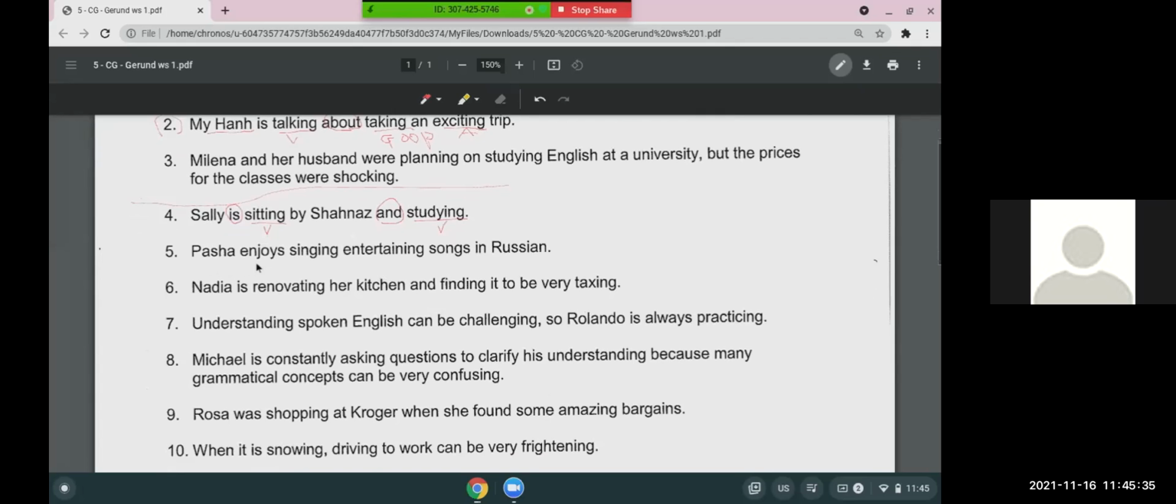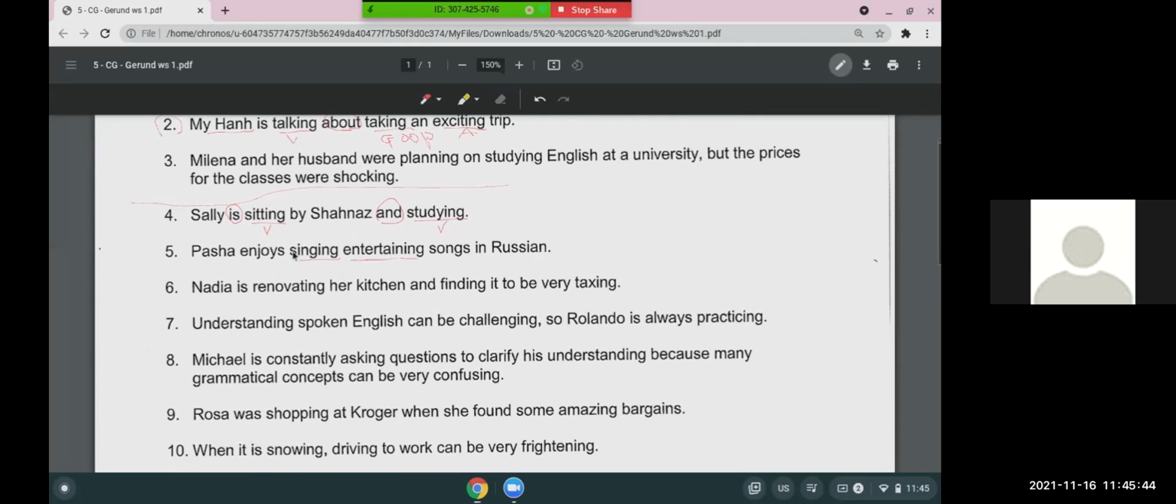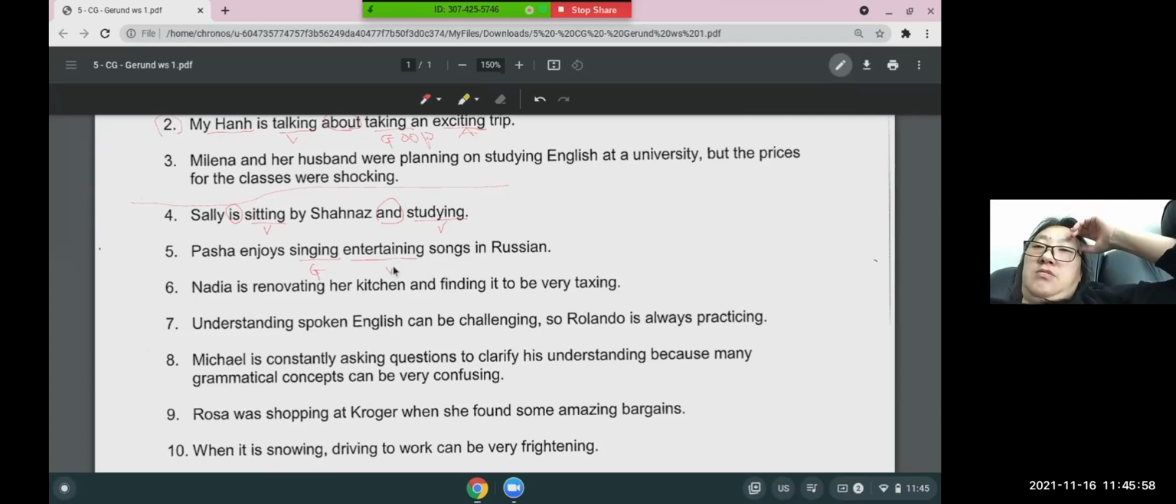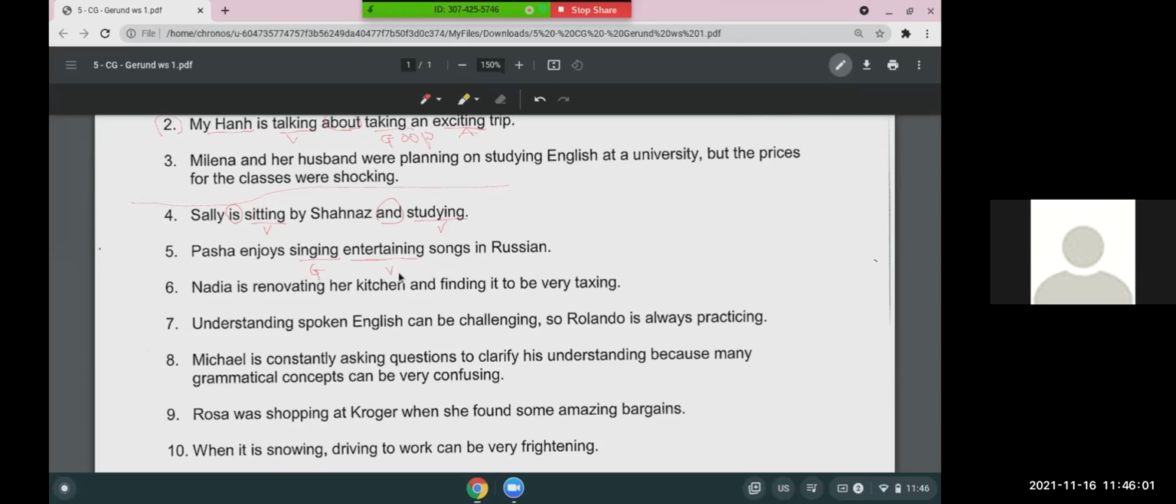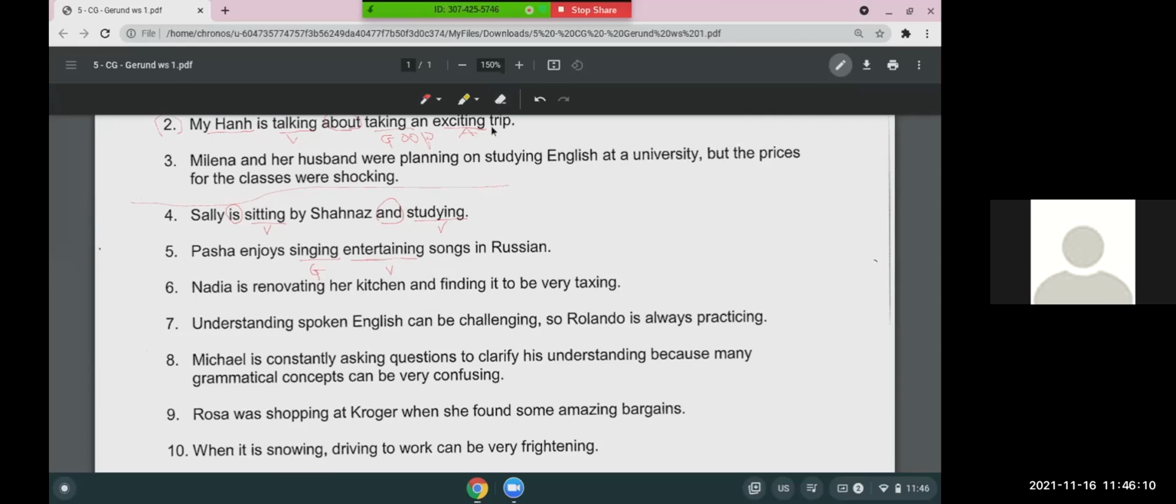Pasha enjoys singing. This was the gerund. In Russian, singing, entertaining, enjoys singing. I don't know. So this is the gerund. Yeah. Okay. Then what about entertaining? Same. Is that the verb? No, no. This is same. Gerund. Why? Gerund. Same, enjoy, gerund.